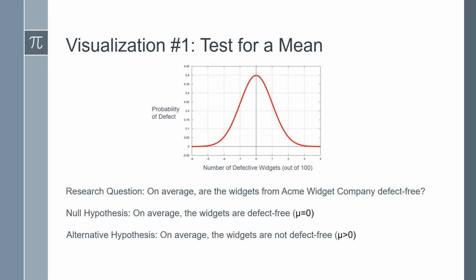And we see the symbol that shows the mean equals 0. The alternative hypothesis is, on average, the widgets are not defect-free, and it shows that the mean is actually greater than 0 defect, which means more defect.